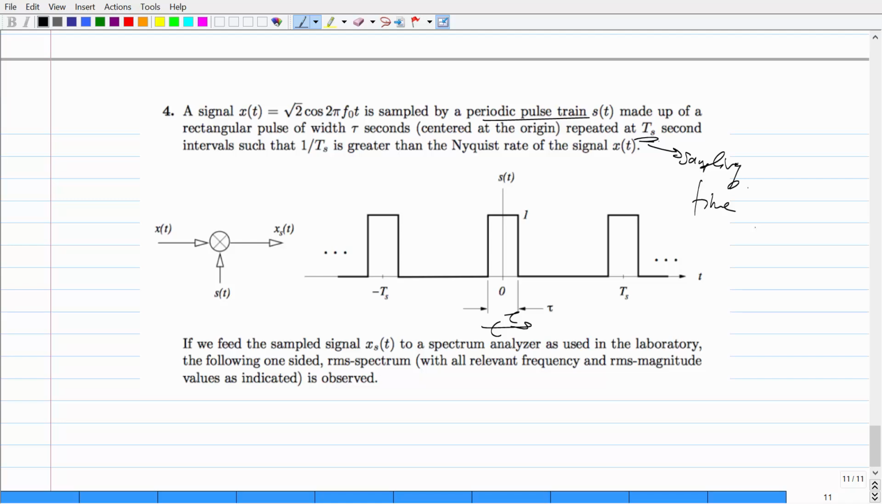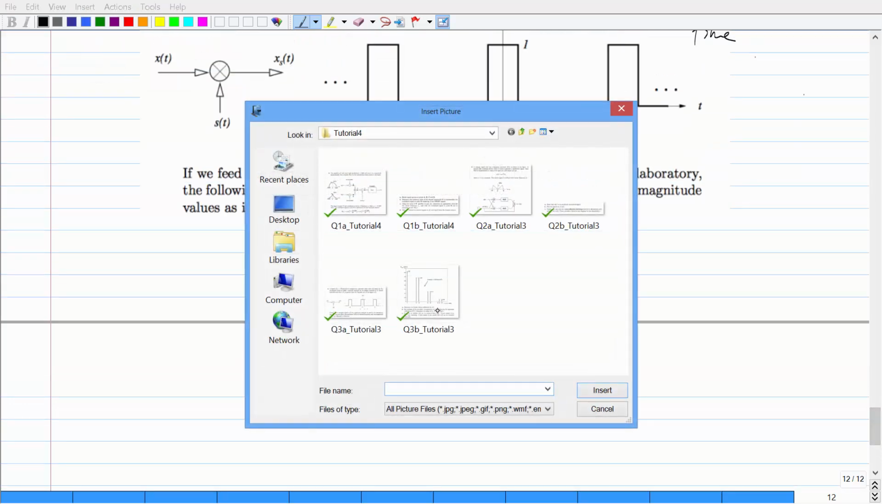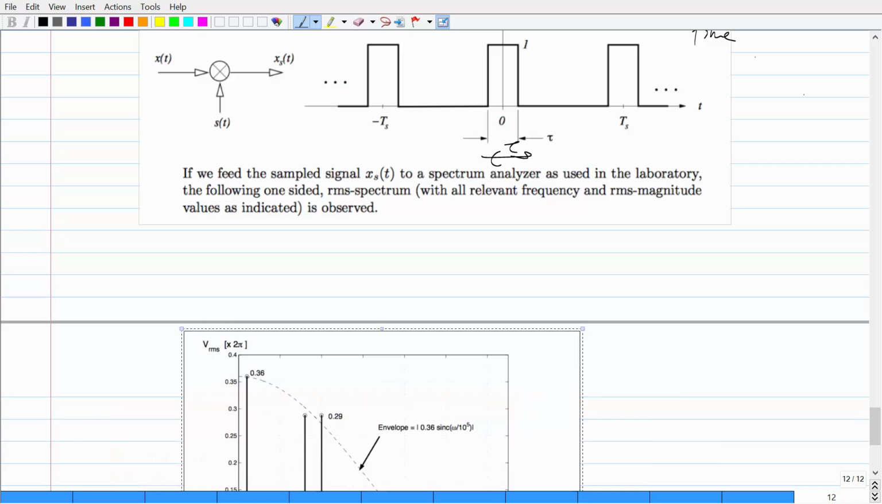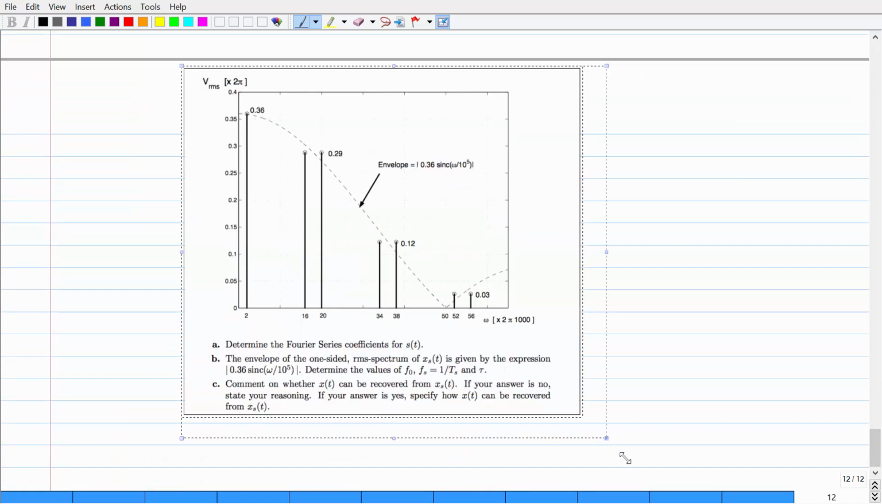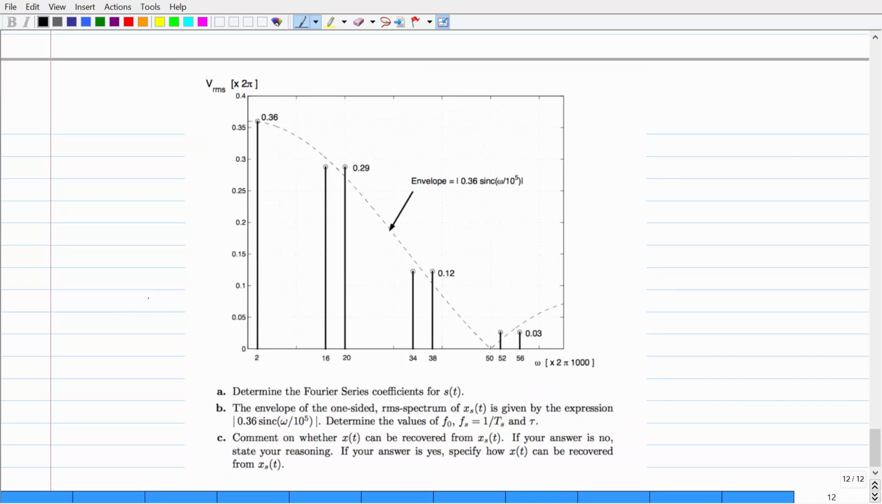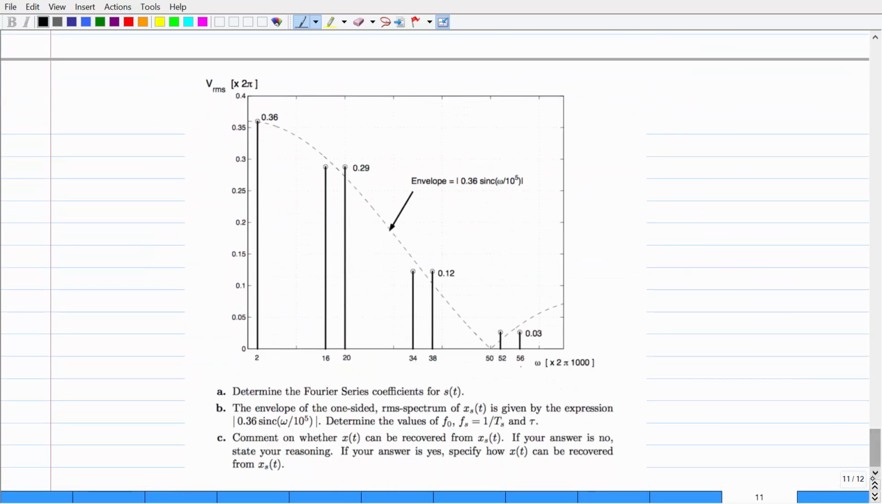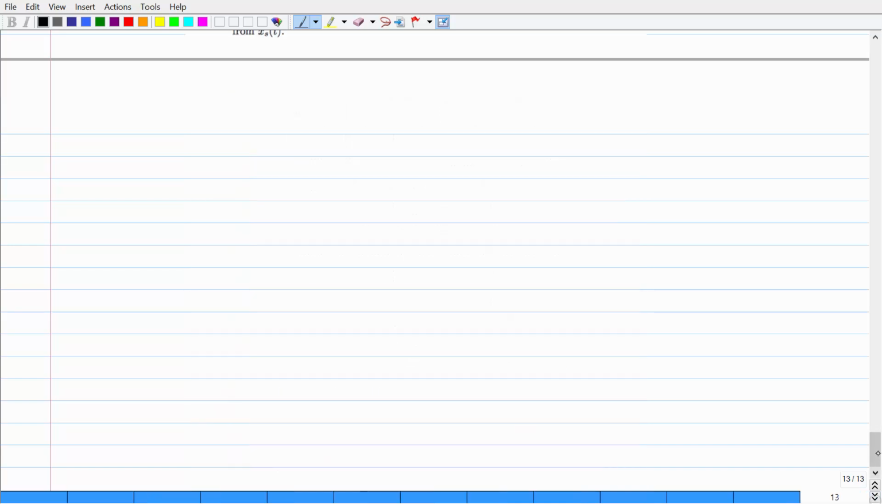Okay. So if we feed the signal into a spectrum analyzer, this is what it would possibly look like. Actually, you don't really need the spectrum. It's just put here for completeness. So this is what would happen if you were to sample the signal using a pulse train, and this is what the spectrum analyzer would look like. So A, determine the Fourier series coefficients for the pulse train. Okay, that's totally fine.